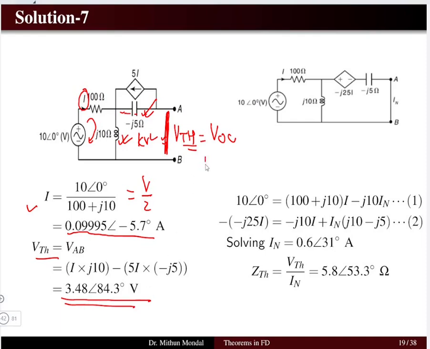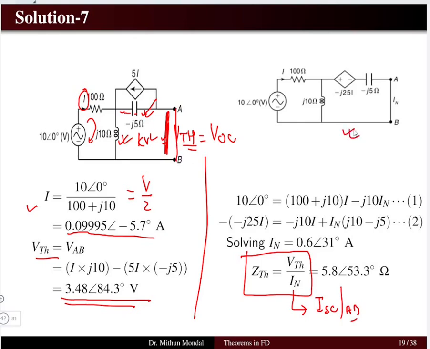Now once we have obtained the Thevenin's voltage, we can determine the Z Thevenin using voltage Thevenin by Norton current, where Norton current is the short circuit current at the terminal AB. So if we short the terminal AB, we will get a new circuit. Why we are going by this method is because we have a dependent source. If we did not have a dependent source, we could have easily determined the Z equivalent using the series parallel concept. But that is not possible because of this dependent current source. So Z Thevenin is equal to voltage Thevenin by Norton current.